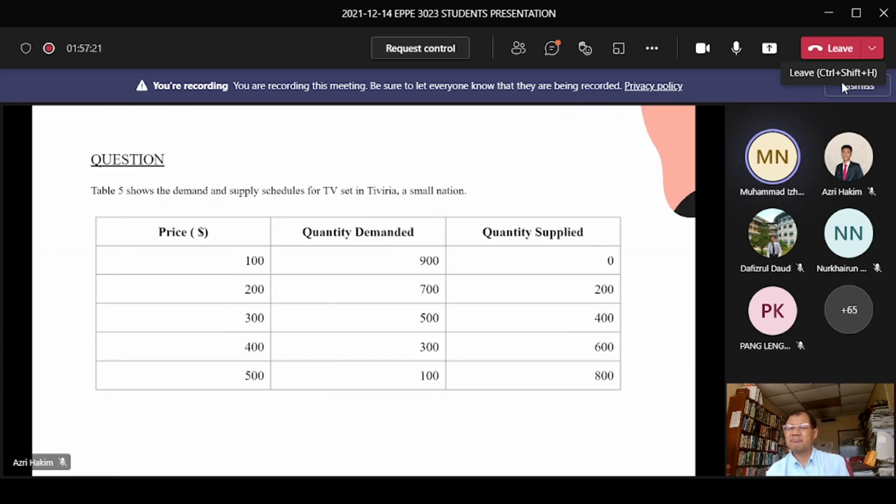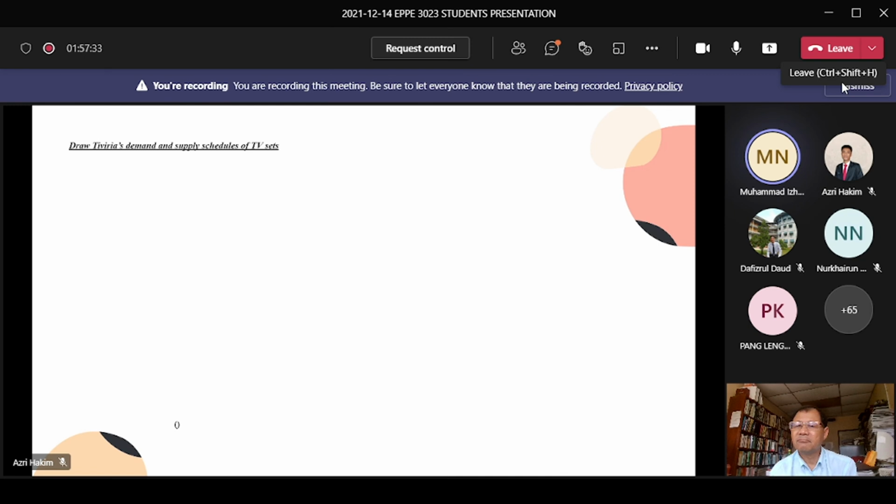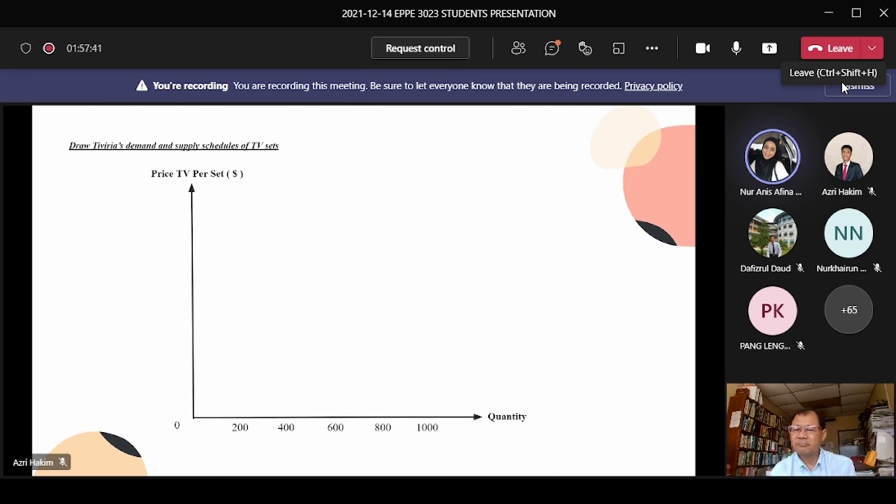Okay, so first of all, we'll start by looking at the table given. We have the columns price, quantity demanded, and quantity supplied. Okay, thank you, Izhan, for the brief information about the table. The first step we need to do is to draw the TVRA demand and supply schedule of TV sets based on the information provided in table 5 in the previous slide.